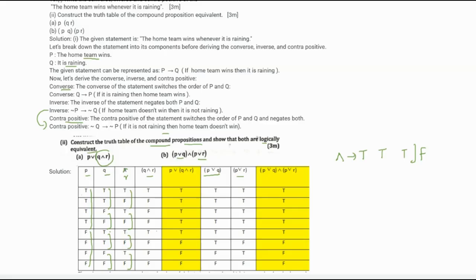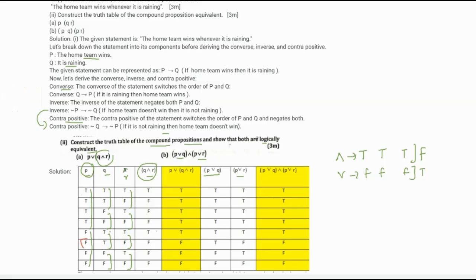Now we will be checking for the P and Q and R condition. So here we are checking for OR. OR is false only if it is F and F, otherwise it is true. Now we will be checking for F and F.